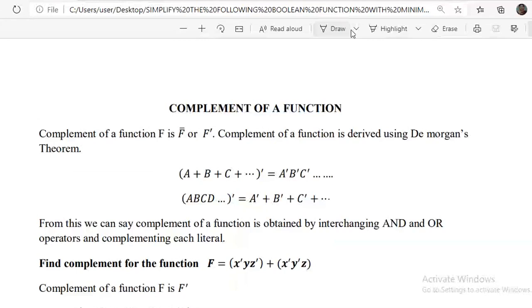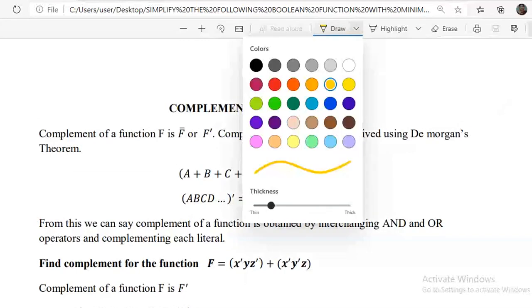Take complements for the Boolean function. Okay, so we are going to take complements for the Boolean function.